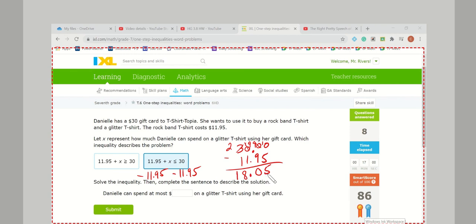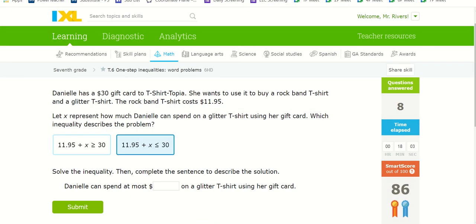$18.05. 18.05 plus 11.95 is exactly 30. So $18.05 on that glitter t-shirt.